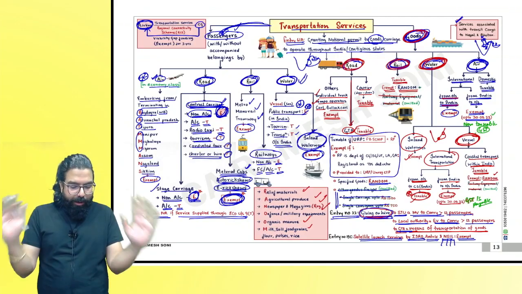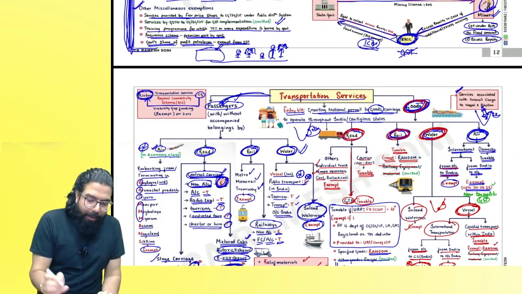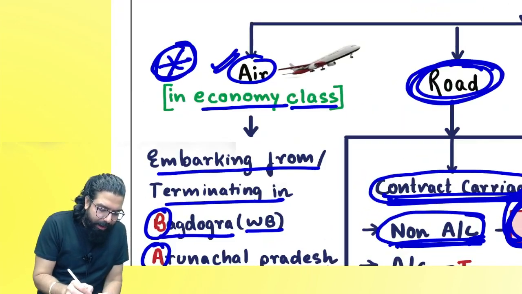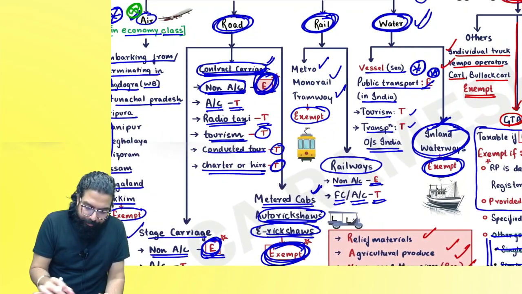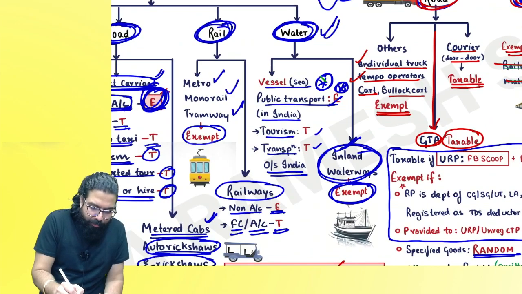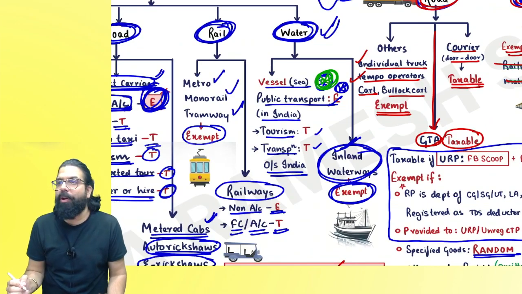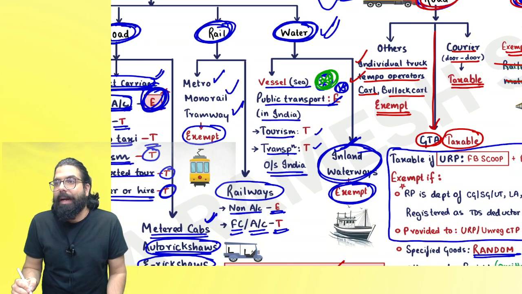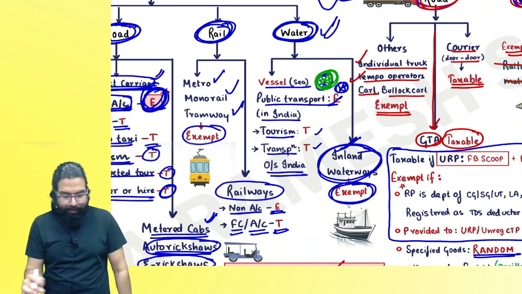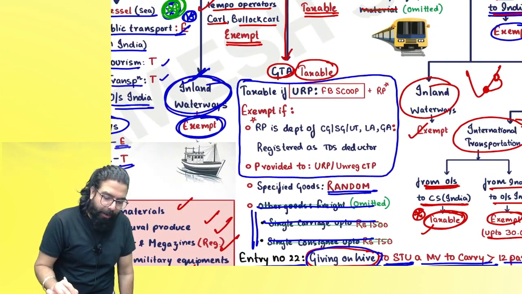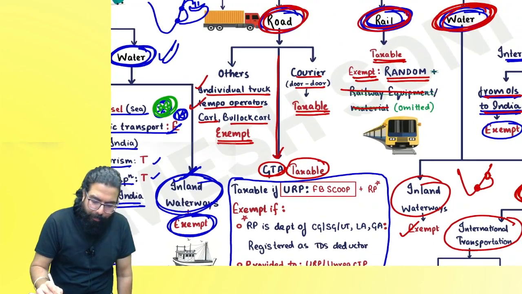People, from the exam point of view, remember, I have told you one amendment over here, which relates to economy class. Second, you should take care of this ferry part also. Public transportation by sea within India, by ferries, whether the ferry is run by anyone, shall always be exempted. Then the GTA point. Please be very careful about the GTA point.